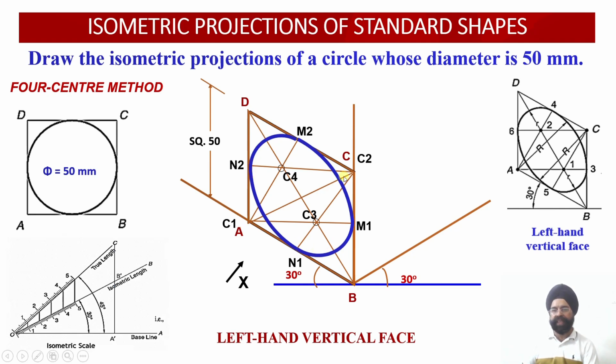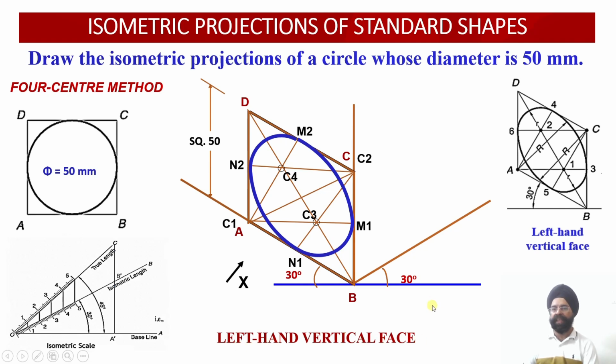So the 4 centers have been located. That is why the name of this method, which works out how to draw the circle in case of isometric projection, is the 4 center method, since we are using 4 centers to construct this ellipse. So this is the ellipse or the circle we have drawn from the left hand vertical face orientation.